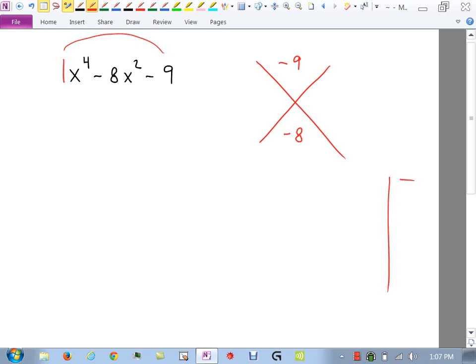Okay. Now, 9, how many ways can we get 9? 1 and 9, 3 and 3. We're trying to get a -8 out of this. So how can we do that? 1 and -9.